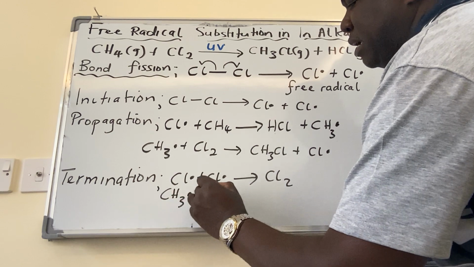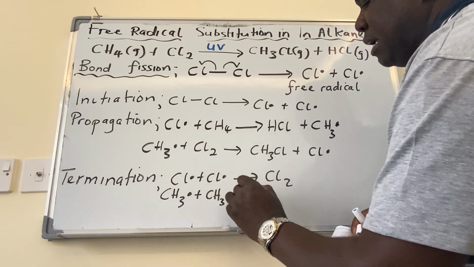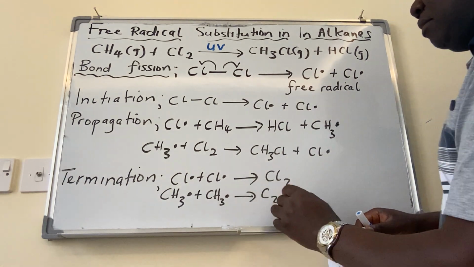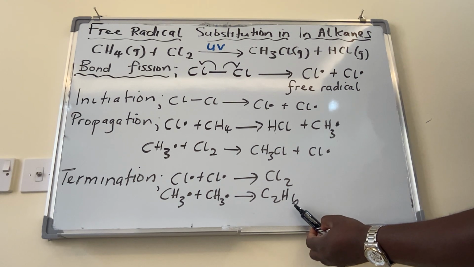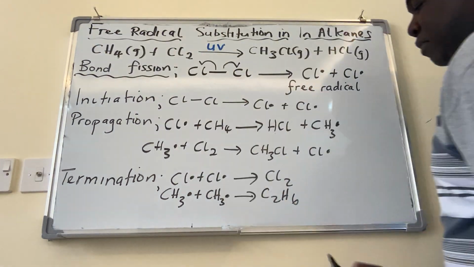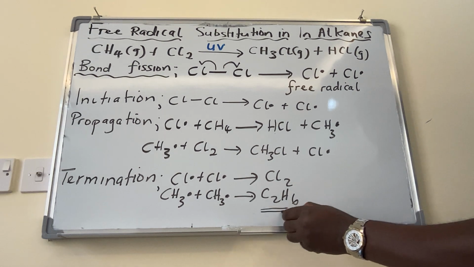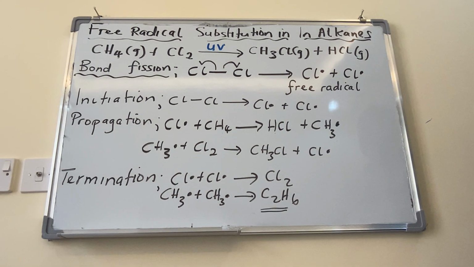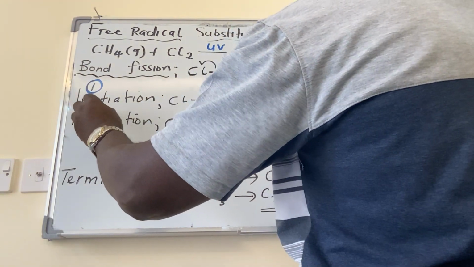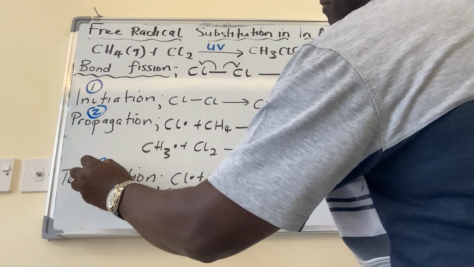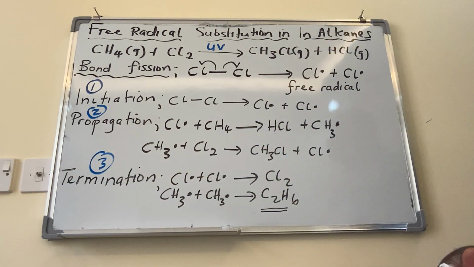We can also have a methyl radical colliding with another free radical, and that can actually result in the formation of ethane, okay? So you can be asked a question like, when this reaction took place, account for the availability of ethane in the reaction mixture. The answer is that it is the result of a methyl radical colliding with another methyl radical, okay? But for the sake of understanding this reaction, it's divided into three parts, okay? We have stage 1, which is initiation, and then stage 2, which is propagation, and then stage 3, which is actually termination, okay?